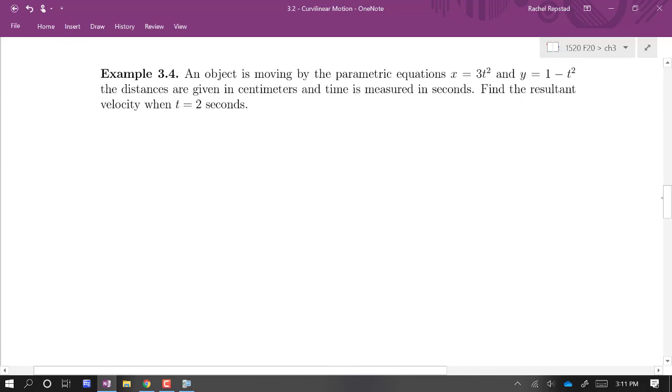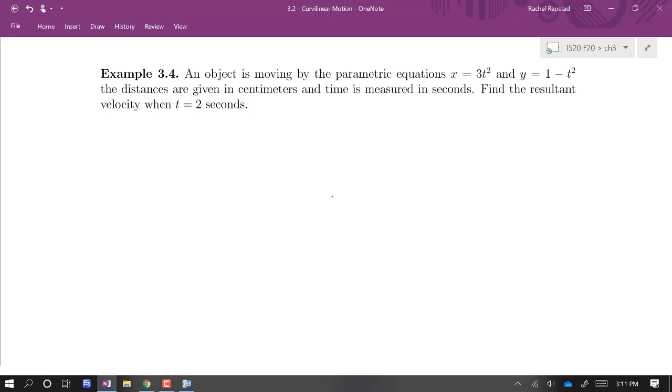For example, let's just go ahead and do one problem. An object is moving by the parametric equations x equals 3t squared and y equals 1 minus t squared. If you wanted to put together what the curve looks like, the idea is you let t range through a bunch of values, maybe starting at t equals 0, going up by little steps, maybe 1/10 each time. At each value of t, you find the x and the y, and those are the coordinates at that value of time. Then you do it again for the next value of time, and you get another pair of coordinates.